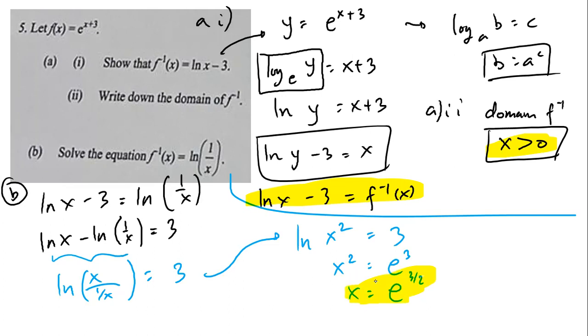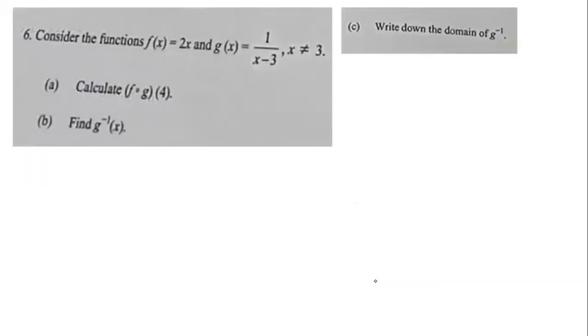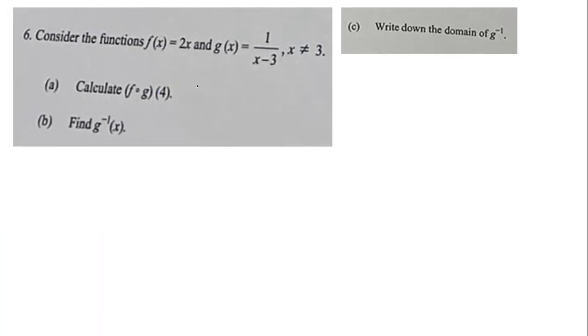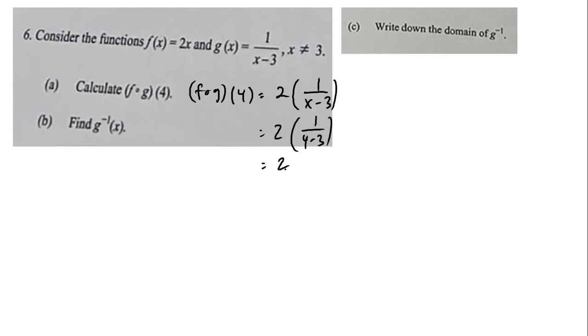All right, we'll move next to number 6. I think there are maybe around 9 or 10 problems here in the worksheet. Number 6, f of g, all right, not too difficult, I guess. F of g of 4 means 2 multiplied with 1 over x minus 3, but you have to substitute 4 here, and then the answer is 2. Pretty clear, huh?